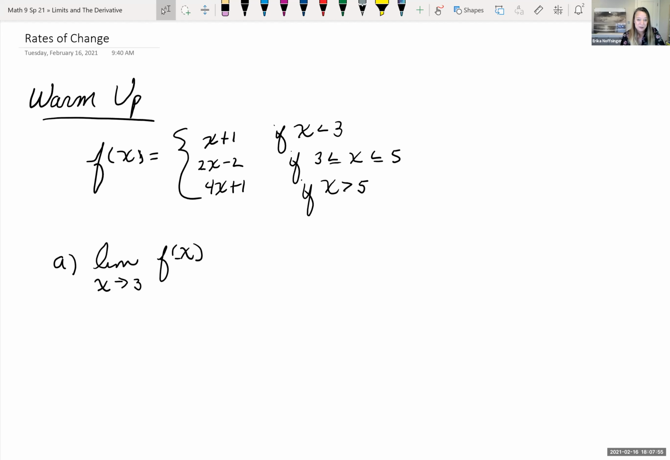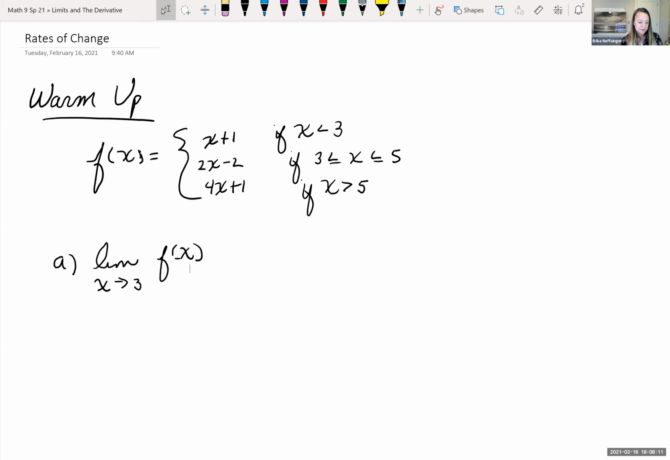So we've looked at limits, we've learned how to find limits, we've looked at continuity. And before we jump into average rate of change or rates of change, and looking at actually even instantaneous rates of change, we're just going to warm up what we've been doing.